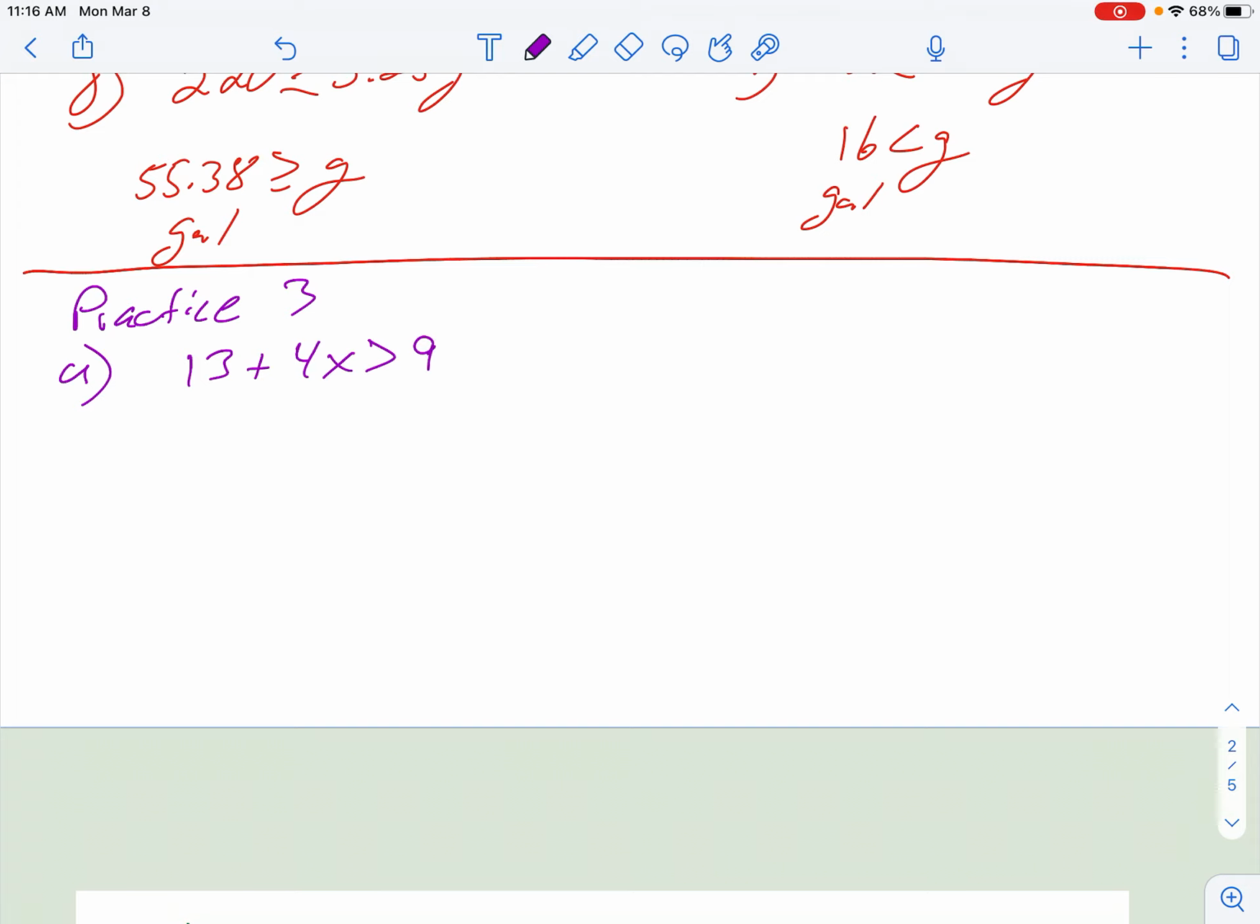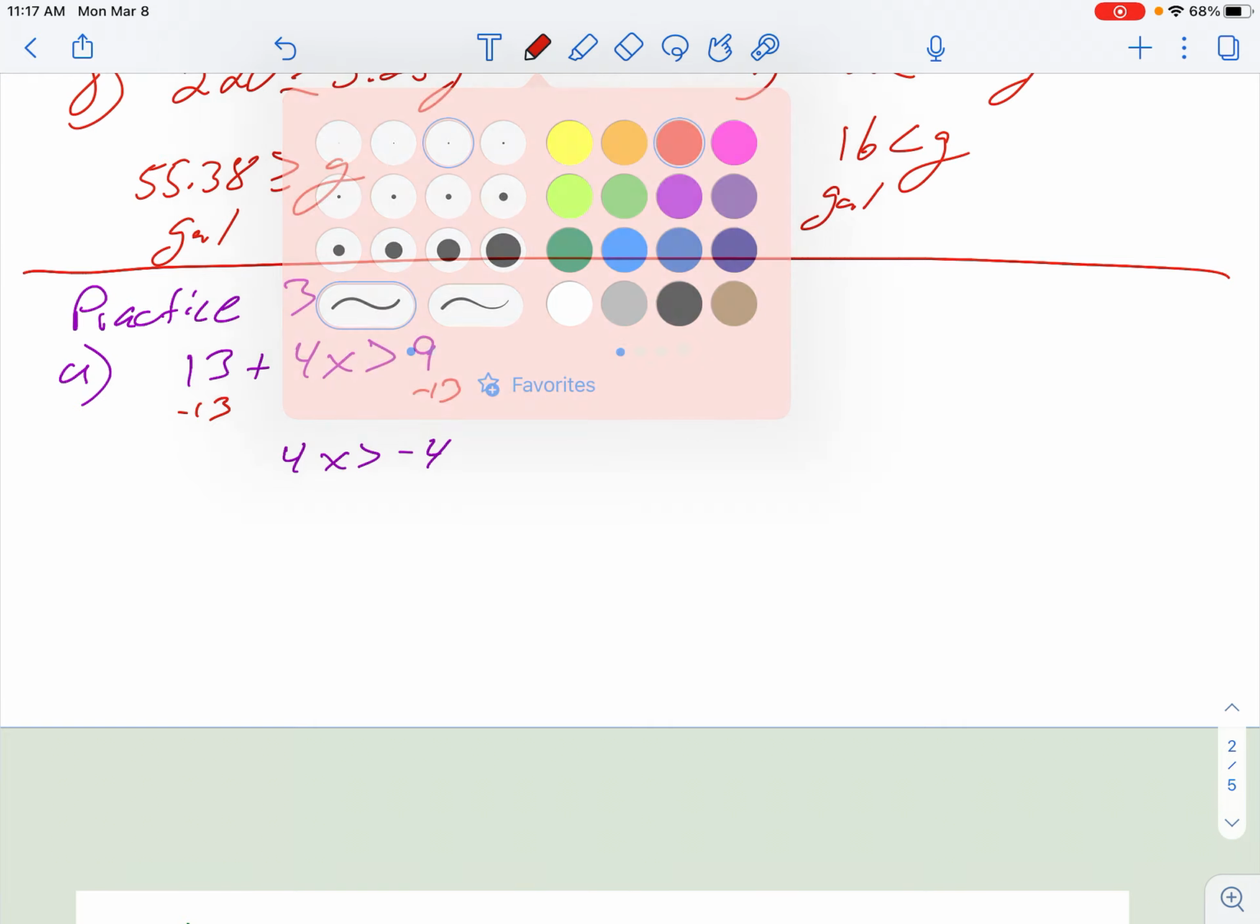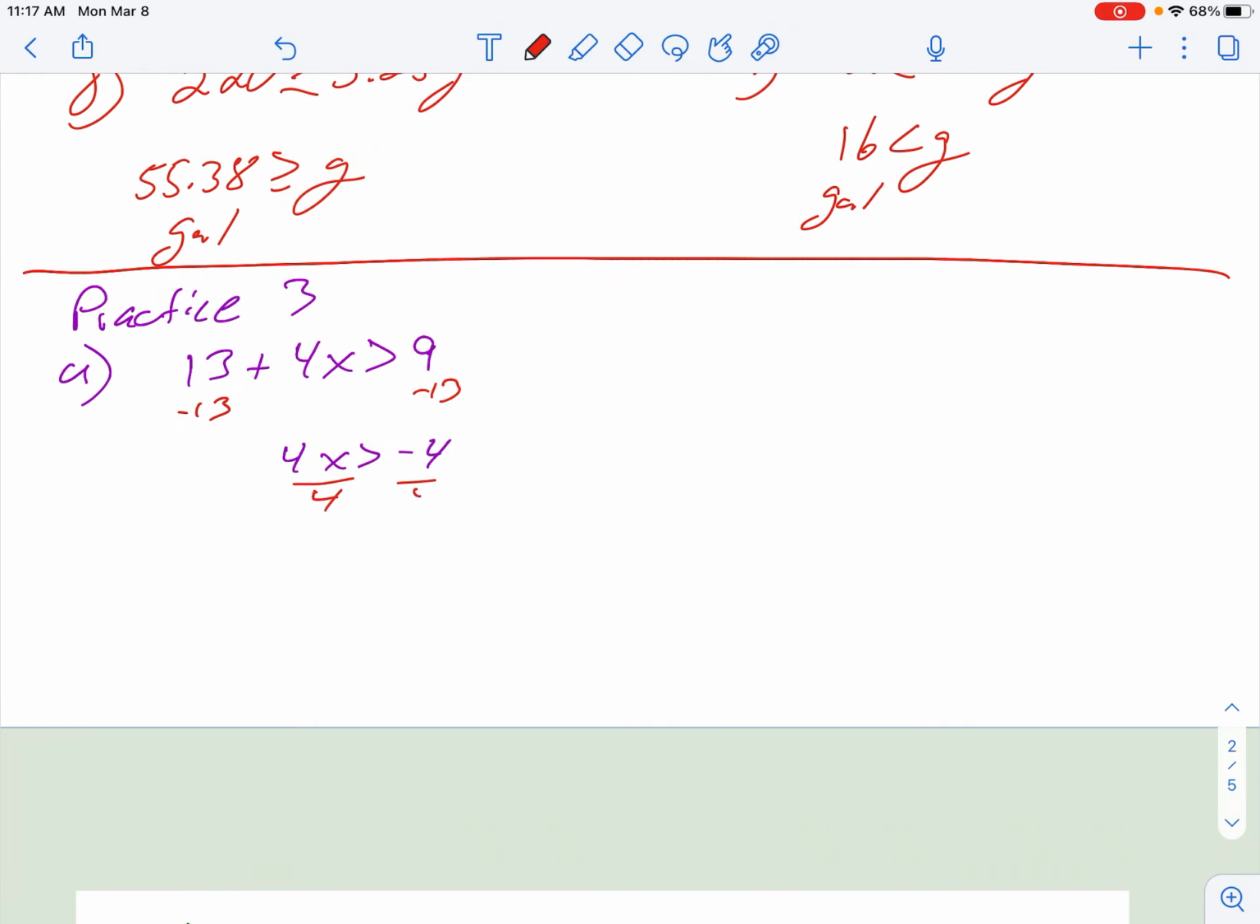Okay, I'm going to subtract 13 to start this thing off. Watch your arithmetic. 9 minus 13 is a negative 4. Divide both sides by 4. And when I divide both sides by 4, I get x to be greater than negative 1.